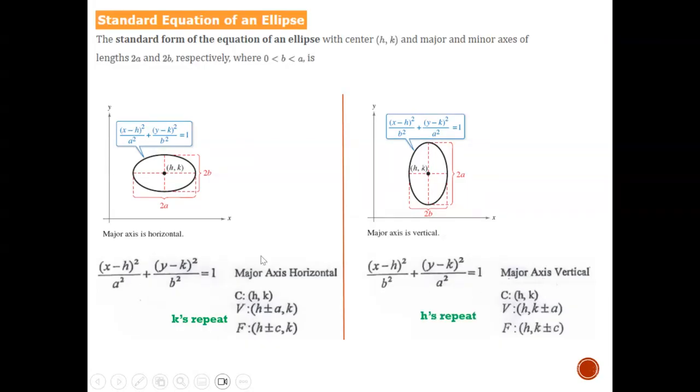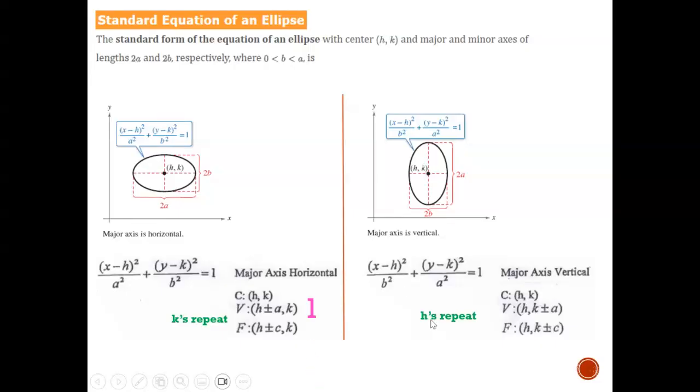Hey guys, what's the difference between these two? If you notice, the A squared and the B squared switch places. Which means the A is going to determine the major axis. If the biggest number, the denominator, is underneath the X, it's going to be horizontal. If the biggest number on the denominator is underneath the Y, it's going to be vertical. The A determines what's going to be the major axis.